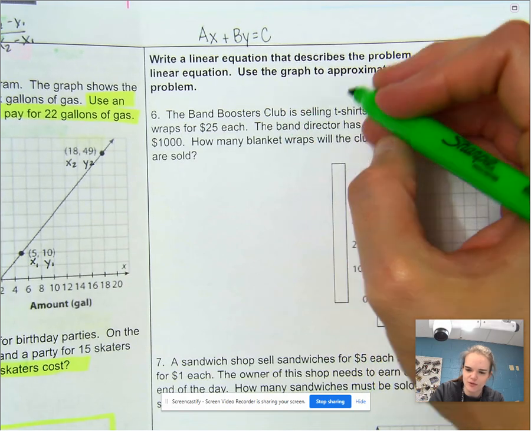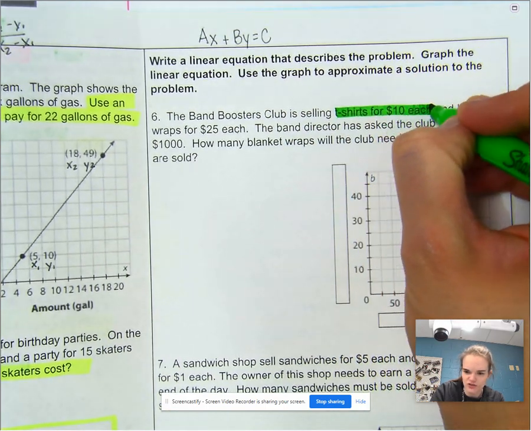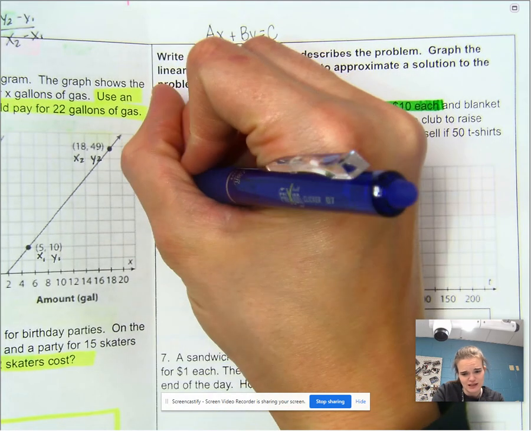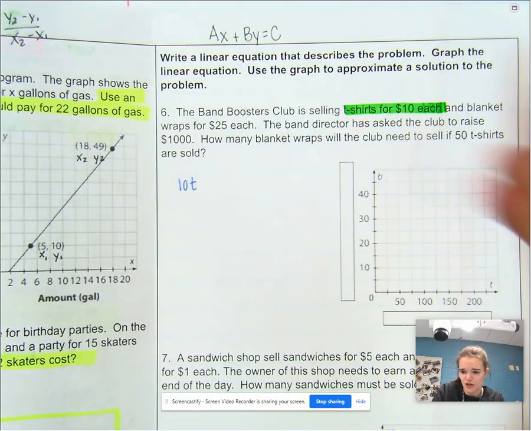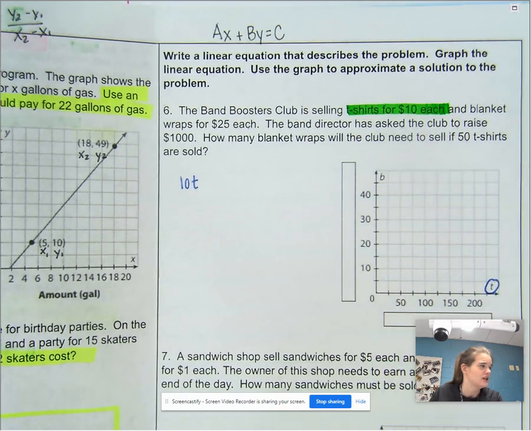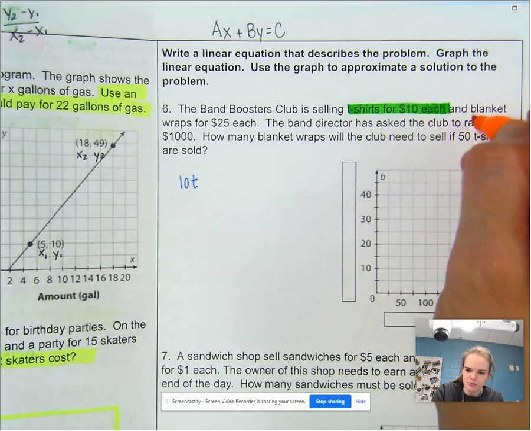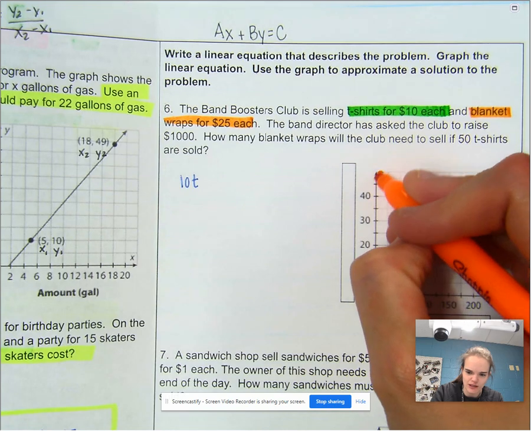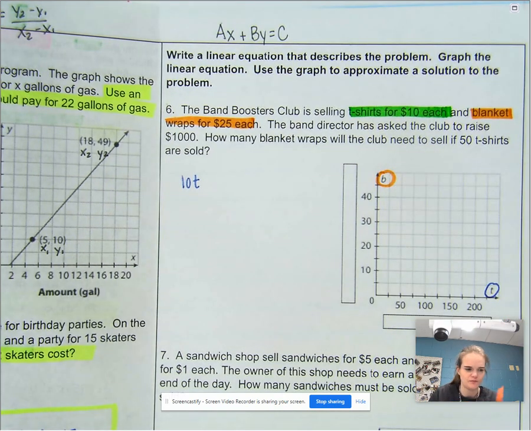The Band Boosters Club is selling t-shirts for $10 each. That's important. We've got the word each, so we're going to use 10T. And I'm using 10T because right here there's a T. I need to use the variables they give us. Okay. The next important set of information in orange: and blanket wraps for $25 each. B is the variable we're going to use.